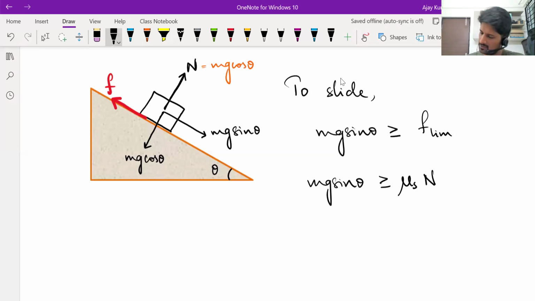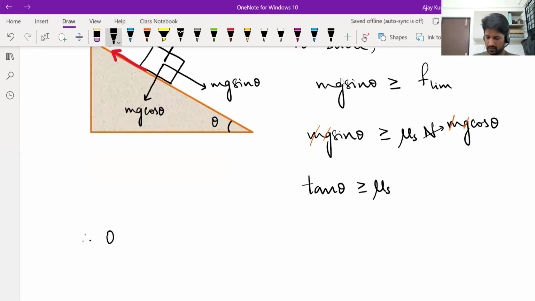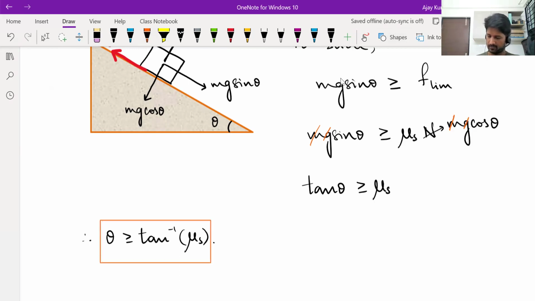Okay. So in place of n, if you write mg cos theta, you can cancel mg on both sides now. And if you send the cos theta this side, sin theta divided by cos theta becomes tan theta greater than or equal to coefficient of static friction. Or you can say theta should be greater than or equal to tan inverse of coefficient of static friction. So this is the minimum angle at which the block slides. Okay, tan inverse of mu s.